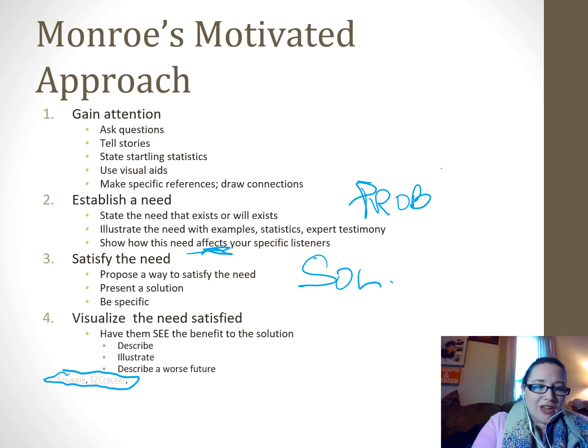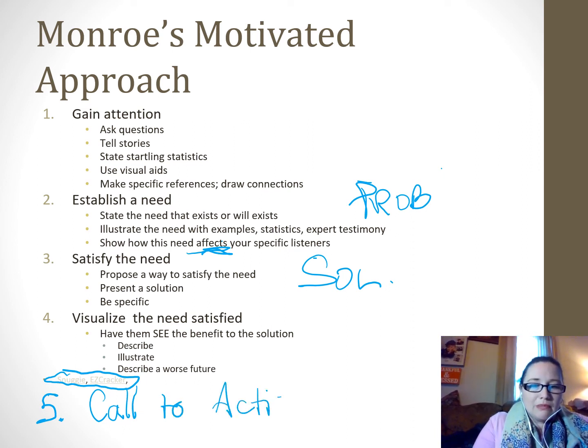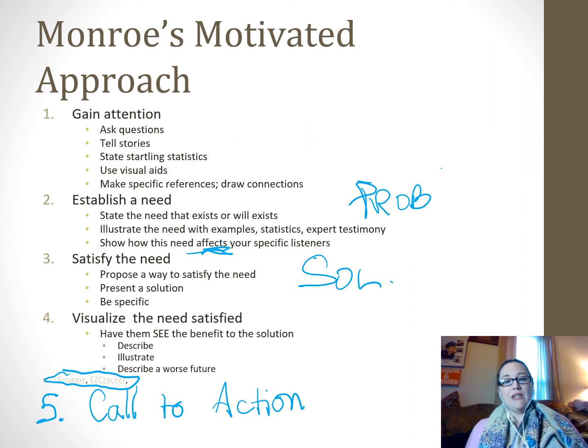As I said, this is a 5-step. So the step 5 that isn't here, but I'm going to add, is the call to action. So you're going to end with a call to action. This is asking the audience to do something, take some sort of action. And the more specific you can make this call to action, the more effective it is.